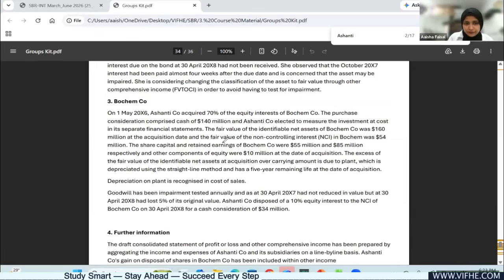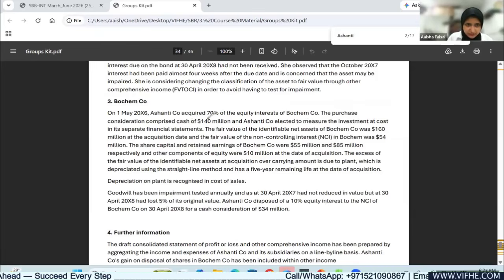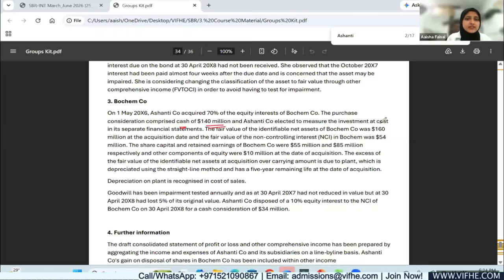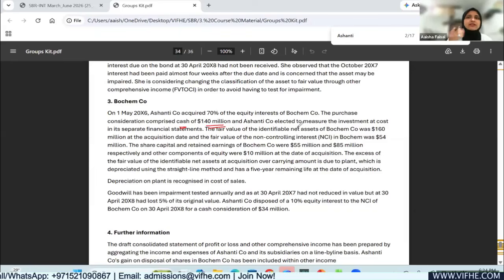So, if we read this question, it said that the 70% of the equity shares comprise the purchase consideration cash. So you made a cash payment of 140 million. And Ashanti elected to measure the investment at cost in its separate financial statement. So you know that even if it's 70% of acquisition, in its separate financial statement it's allowed to account for it in two ways: at cost, or using financial instruments IFRS 9 treatment. So it chose to record it at cost.